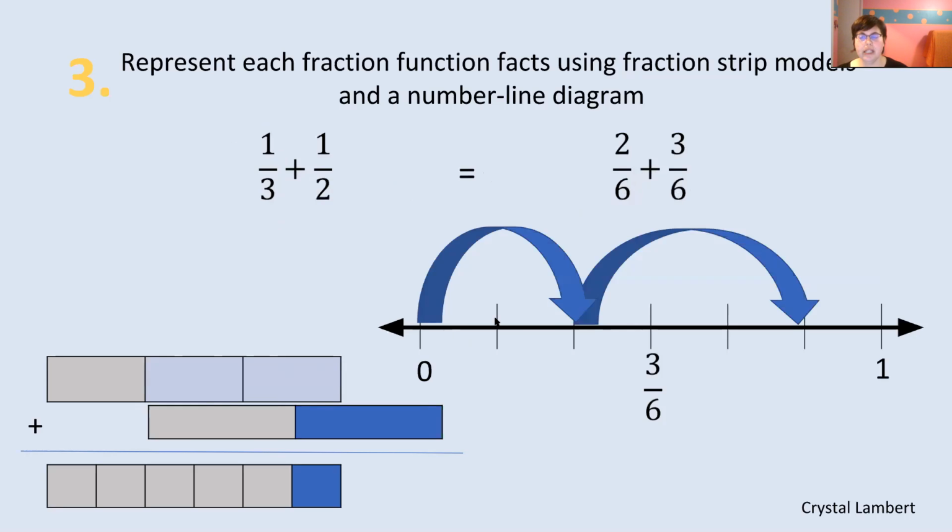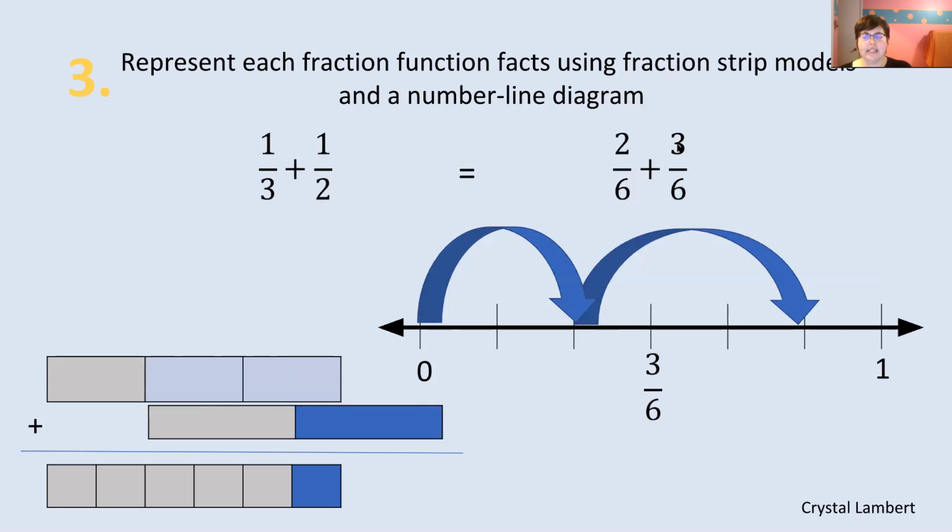And first we're going to look at the number line. So we start at 0, and now because our new denominator is 6, that tells us that this number line is divided into 6 equal portions. So 2/6, so that means 2 of these sections of 6, we're going to jump with an arrow. 1, 2, our arrow lands there on 2/6.